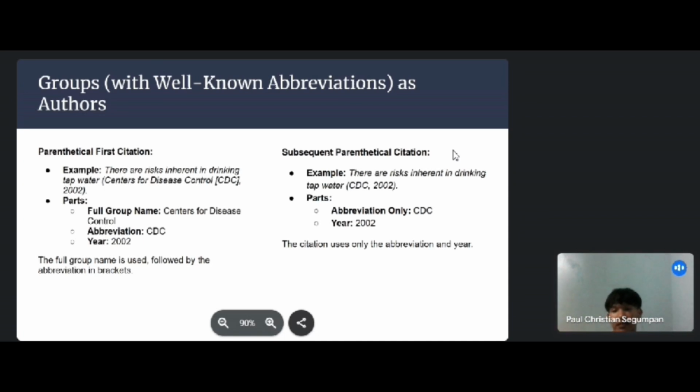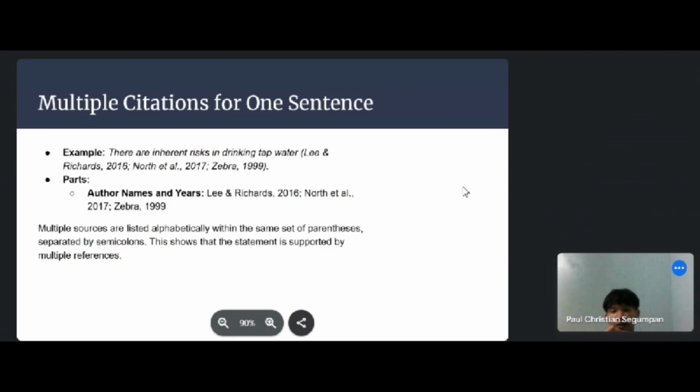And we have the parenthetical first citation. The full group name is used, followed by the abbreviation in brackets. And we have the subsequent parenthetical citation, which uses only the abbreviation and year.